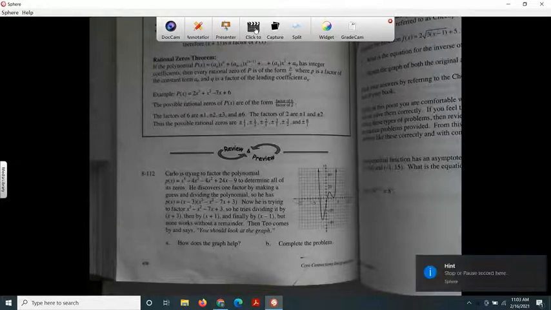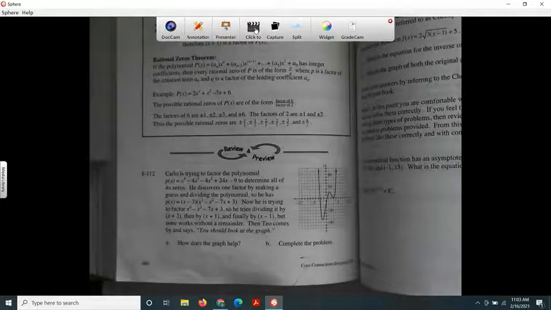It says Carlos is trying to factor this polynomial to determine all of its zeros. He discovers one factor by making a guess and dividing the polynomial. So he has p of x equals x minus 3 times x cubed minus x squared minus 7x plus 3. Now he's trying to factor the cubic. So he tries dividing it by x plus 3 and then by x plus 1 and finally by x minus 1, but none works without a remainder.